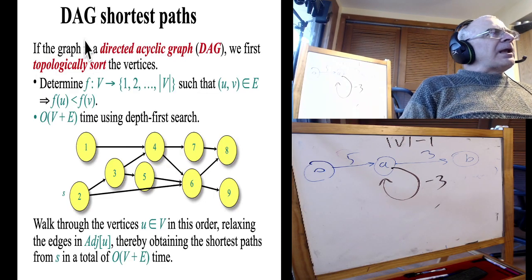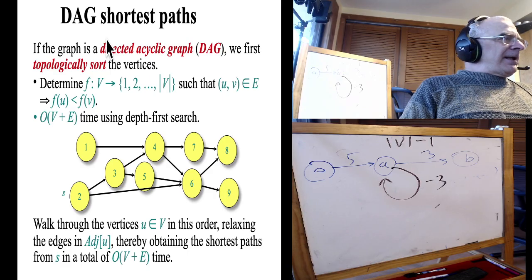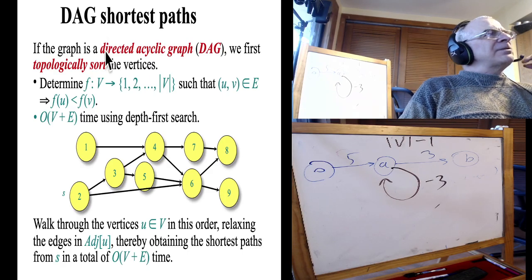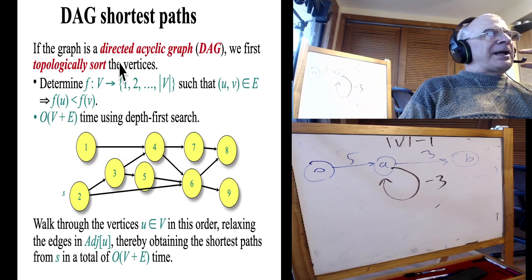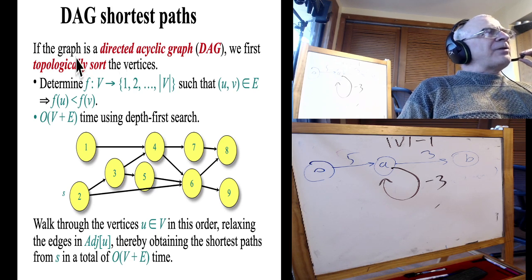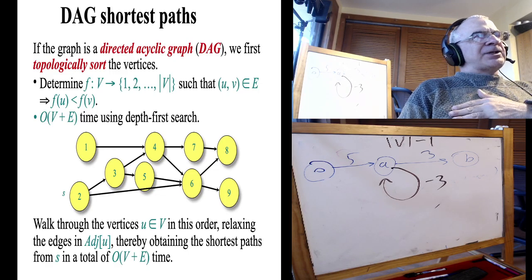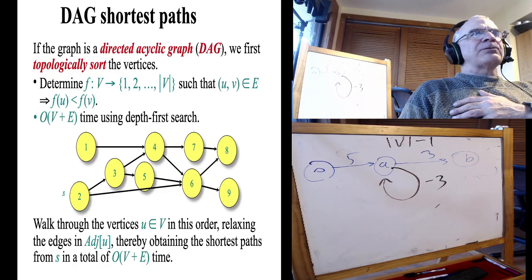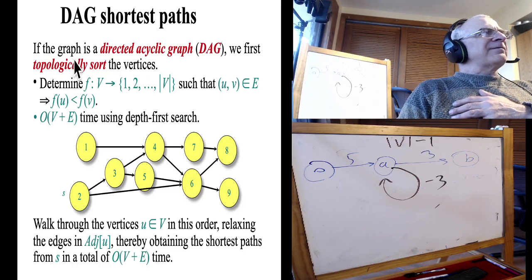Okay, now, why did I want you to know DAG at this time? Of course, because if it happens that my graph is also a DAG, then I can have a much faster algorithm. Correct? If the graph is a DAG, directed acyclic graph, then one pass of all the edges is enough.